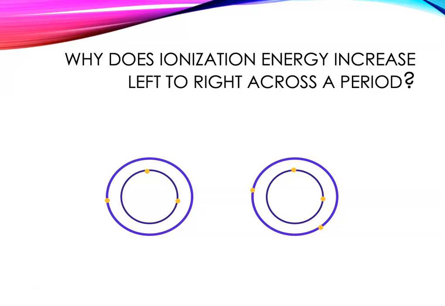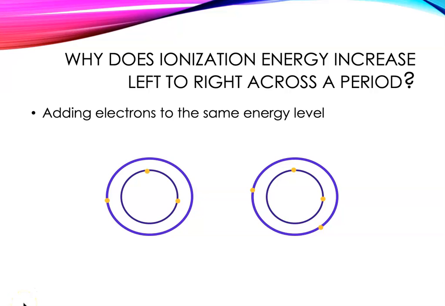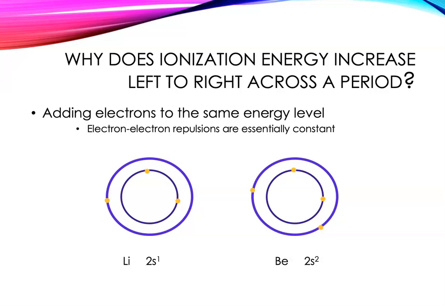But what's even more important is that you're able to explain why. What's happening is that you're adding electrons to the same energy level. So the atom on the left is an atom of lithium, and it's got one electron in its 2s sublevel, in energy level 2. Beryllium is the atom on the right, and it's got 2 electrons in the 2s sublevel in energy level 2. The electron-electron repulsions are really the same. So what's the difference here? Why are we seeing this increase in ionization energy? Why does it take more energy to remove an electron from beryllium?